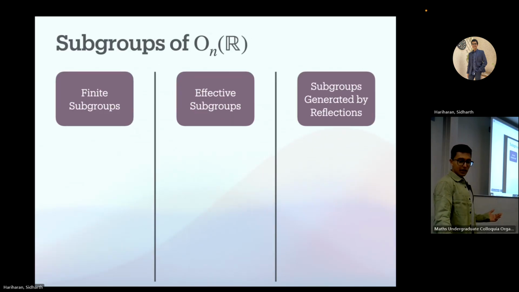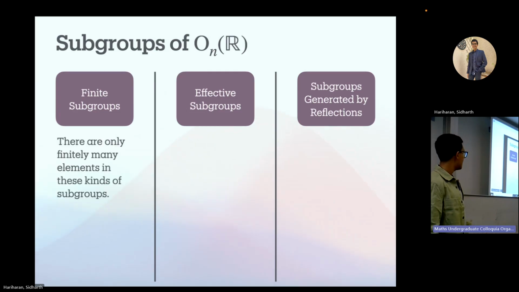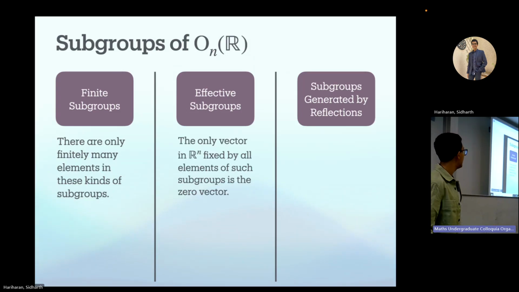So a finite subgroup is exactly what it sounds like. It's a subgroup of O_n(R) which only has finitely many elements. Okay, and there are plenty of examples. We'll see some in just a minute. Before that, I want to define effective subgroups and subgroups generated by reflections.